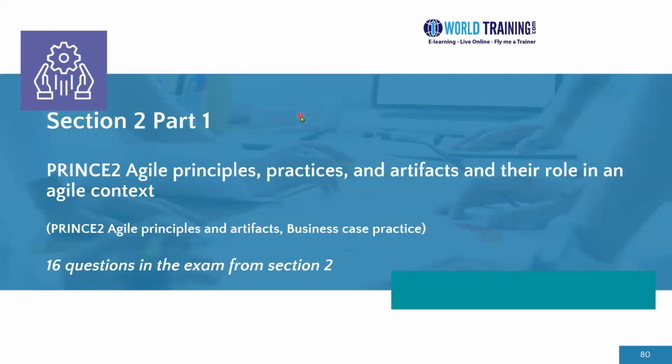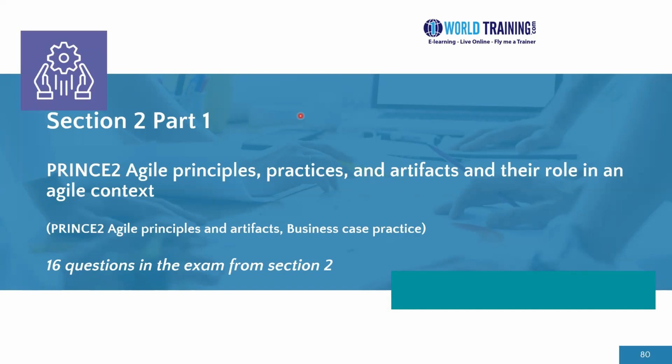Welcome to Section 2. Section 2 will be covered in 7 parts. We are in the first part. Section 2 is about the PRINCE2 Agile principles, meaning based on the PRINCE2 Project Management principles, we are going to understand them from a PRINCE2 Agile perspective.